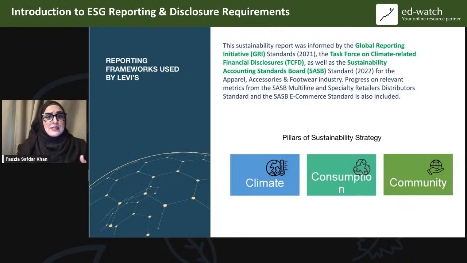So Levi's strategy is based on climate, consumption, and community. So indirectly it's related to planet, people, and prosperity. So they are looking at how their business is impacting climate, how they are doing their consumption, and how they are serving the community. So can we have the next slide?